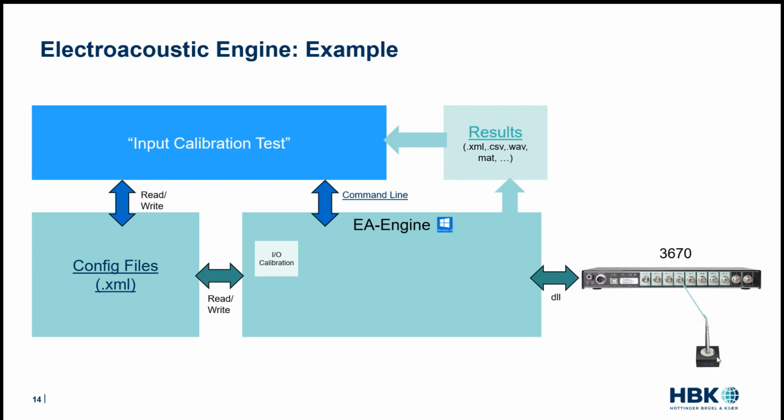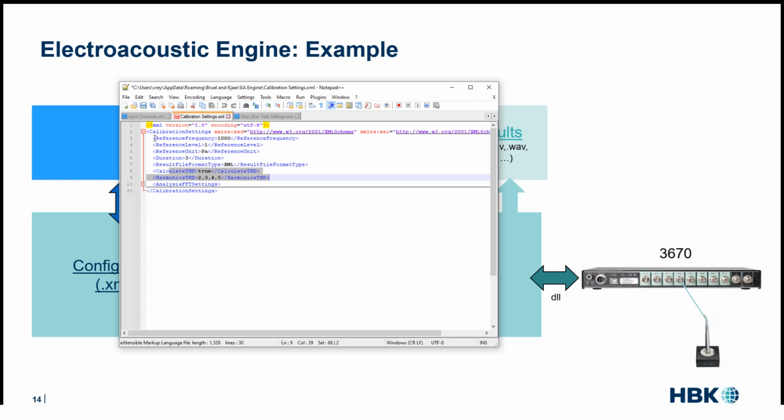Okay, so in order to modify those parameters, I need to open the config file that relates to the calibration. All right, the file is just right there. So you can see that the reference frequency is 1000 Hertz. The reference level is 1 Pascal RMS. My calibration duration is 3 seconds. I want to modify that. I want to make it 5 seconds. And I want to make sure that the results are exported as an XML file.